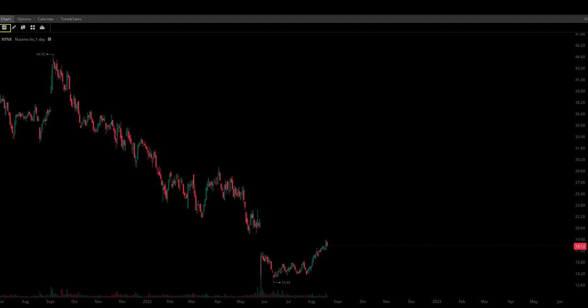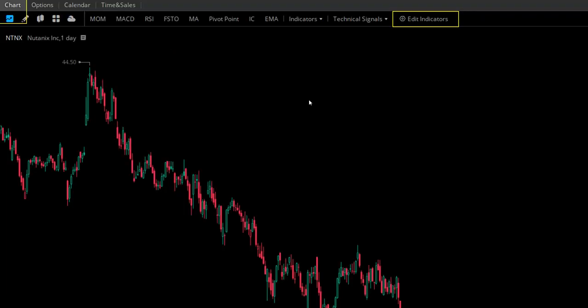Now, as far as how to get the moving averages up and running on your chart, if you look at the top left, you'll see these icons on Webull. This one right here, highlighted by the yellow box, is the one that you will be clicking to see your indicators. Once you click it, these come up here at the top of the screen that you see, the MOM, MACD, RSI. Those are your default indicators.